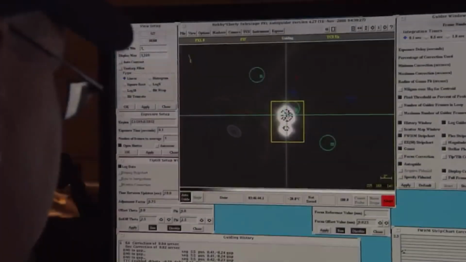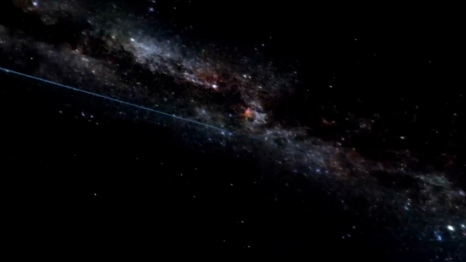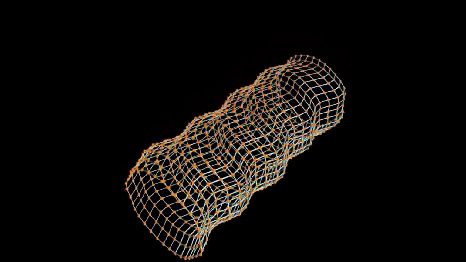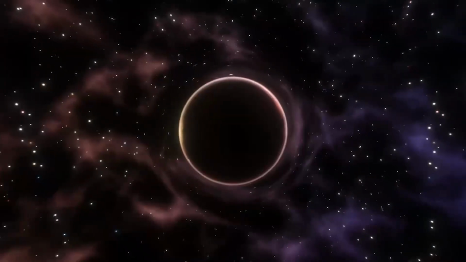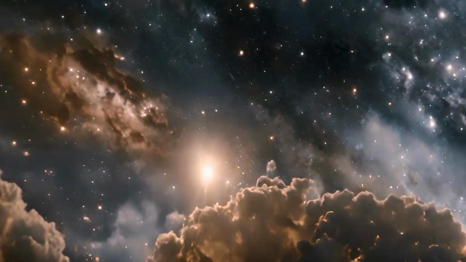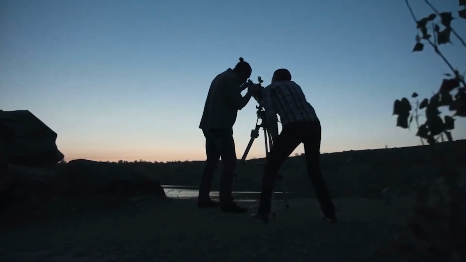Observing black holes presents unique challenges because they do not emit light themselves. However, we can study the material around them. This material forms an accretion disk, a swirling ring of gas and debris that becomes extremely hot and luminous as it spirals into the black hole. The accretion disk emits intense radiation, allowing us to detect the presence of a black hole indirectly.